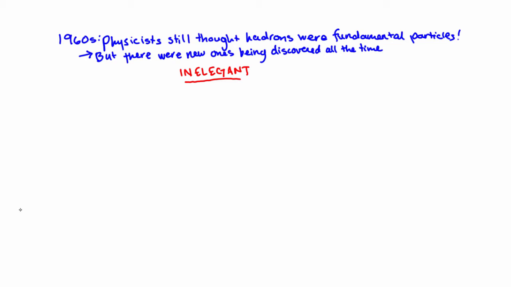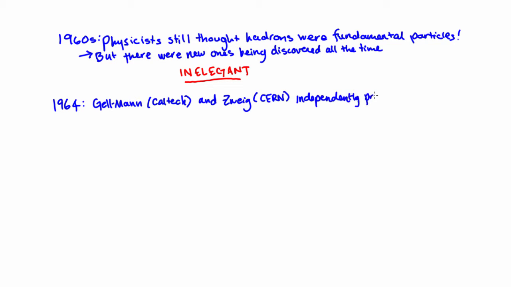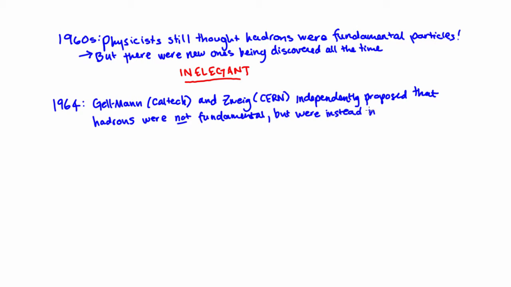What do we do in this case? Well, we start to look for patterns that might hold the clue of some underlying and more elegant explanation of what we've observed. In 1964, in an attempt to bring some order to the particle zoo, Gell-Mann and George Zweig at CERN independently came up with the idea that the whole mess could be explained if hadrons were not fundamental, but were instead made up of fundamental particles.